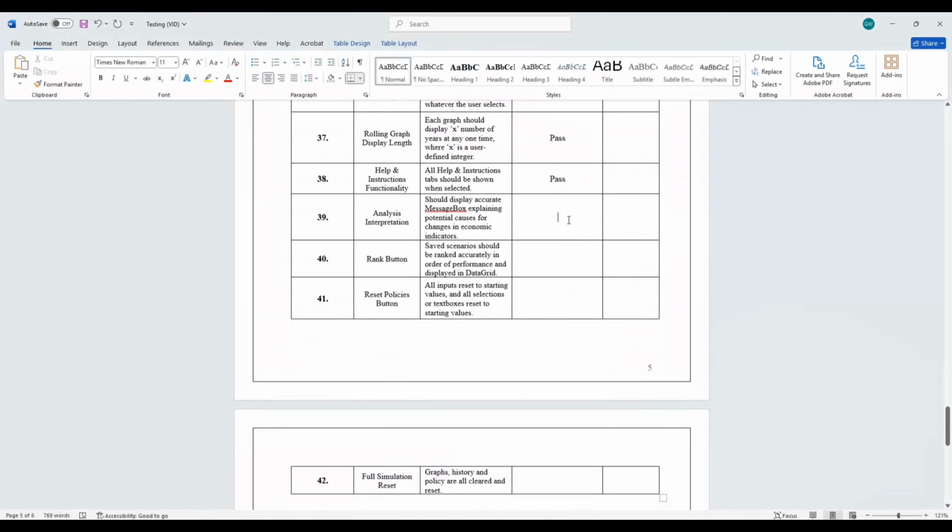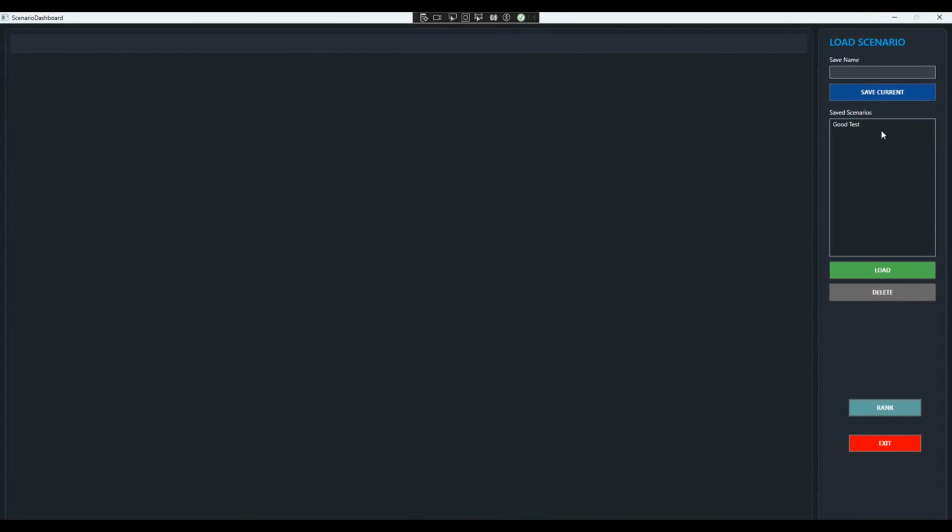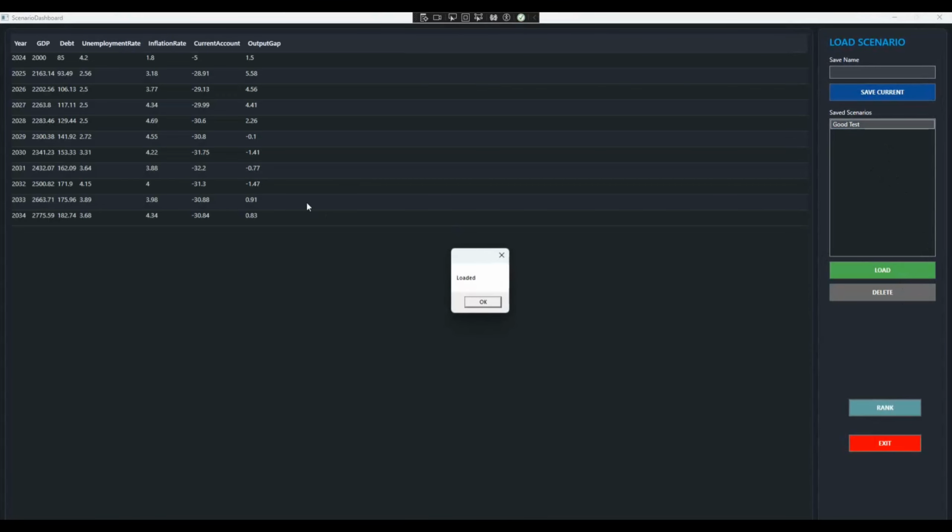Next up is analysis interpretation. So the user should be able to display an accurate message box explaining potential causes for changes in economic indicators. So reverting back, to save time, we will load this good test. As you can see, there's been an increase in GDP. GDP has increased over time. Debt has also increased over time. Unemployment has increased as well, and so has inflation. So all four key variables have increased over time.